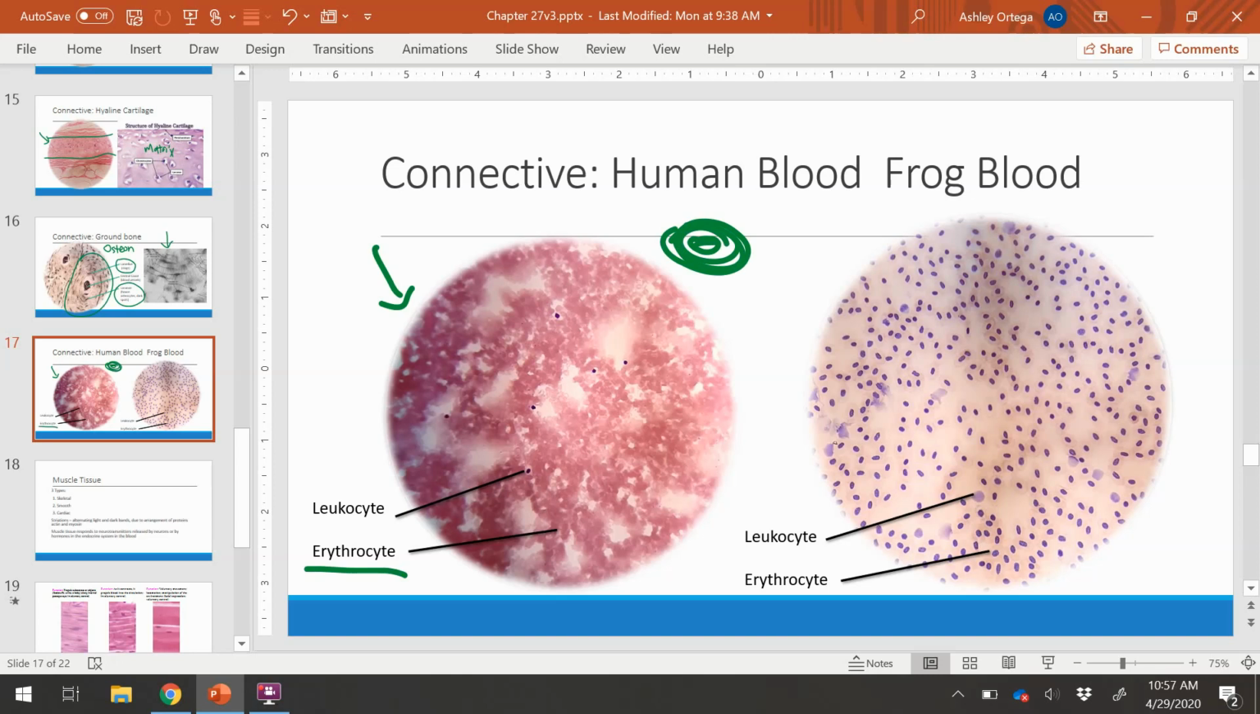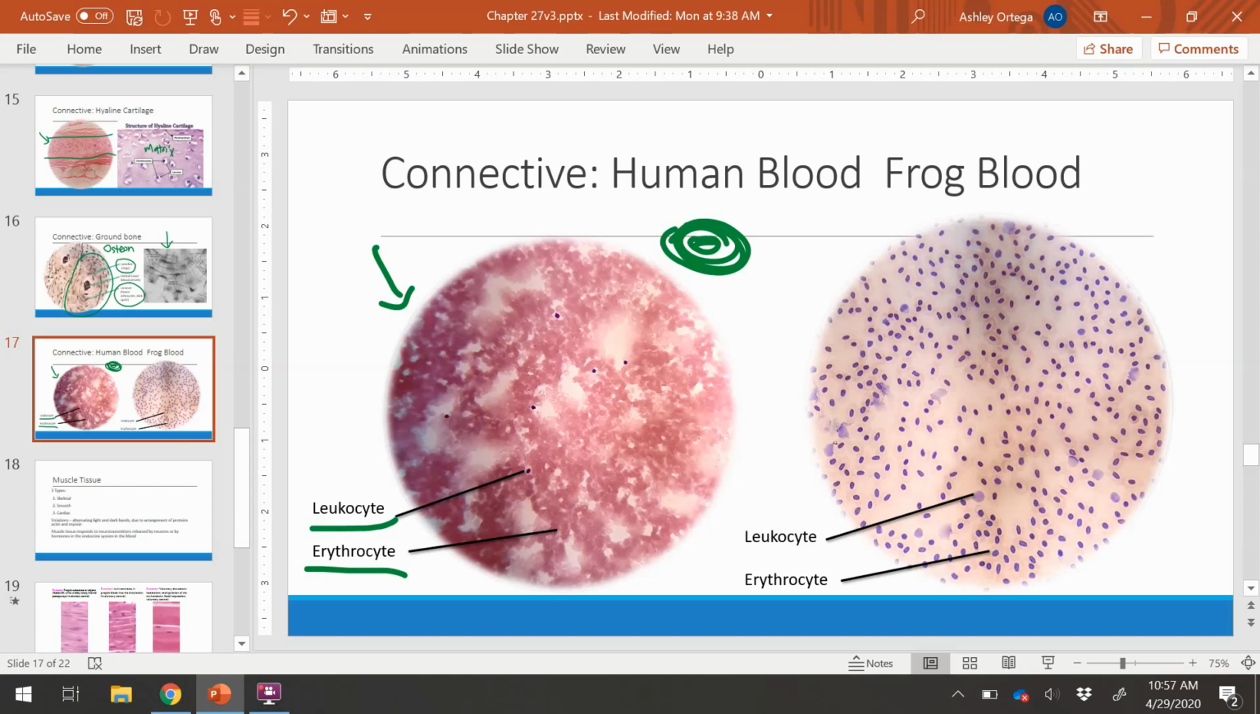The white blood cell functioning in the immune system defense, that's a leukocyte, and that is in purple for the human blood. Identifying which one's which is something you want to be able to do. In human blood, the erythrocytes are the red blood cells. These are functioning in transport, and those are the red ones you see here. The leukocytes, the white blood cells, are also functioning in immune system defense, and those are purple here.